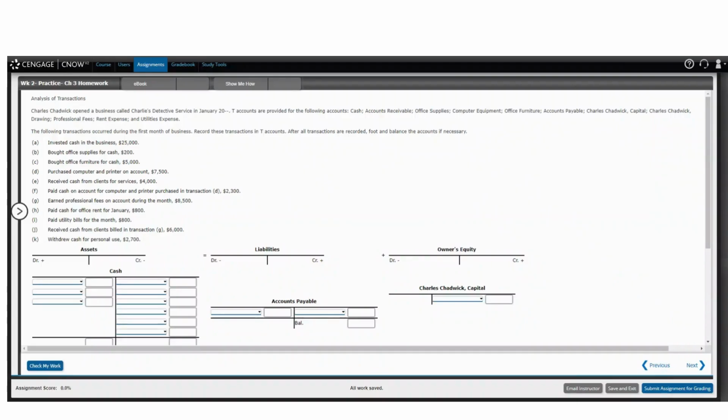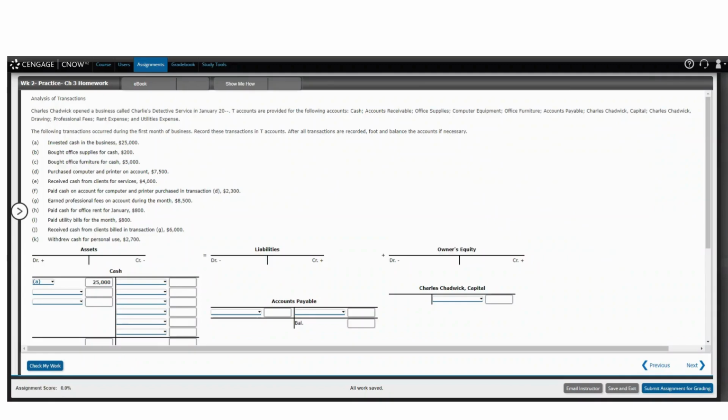All right, let's take a look at the next problem. Here we are going to take it line by line, and we're going to start with A. Invested cash in the business in the amount of $25,000. So I know that cash is an asset and it increases on the debit side. So I'm going to type in $25,000, and then I'm going to put letter A right here. So you're putting the letter for the transaction and the amount.